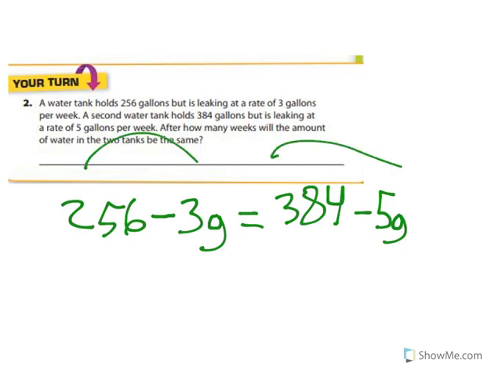So you can see those are your tanks, right? They wouldn't be the same to start because the one on the right would have the bigger value, but because of the leaking in gallons, they will eventually be equal.